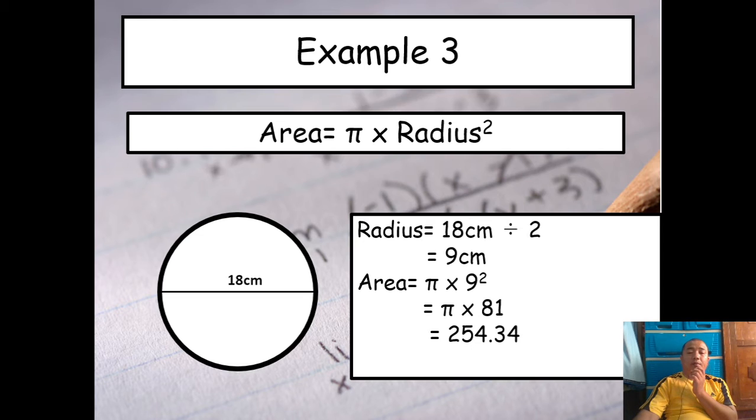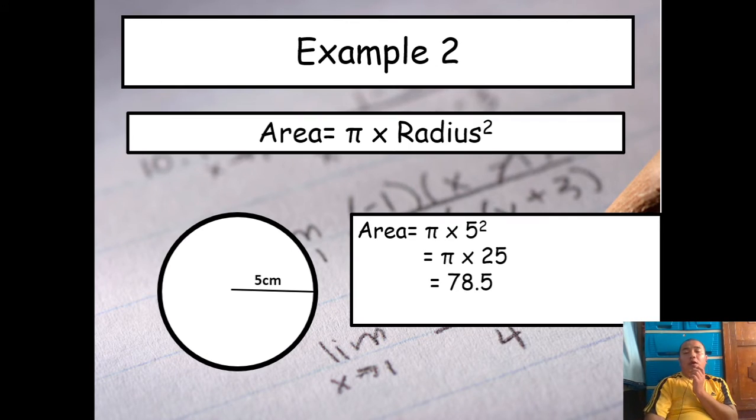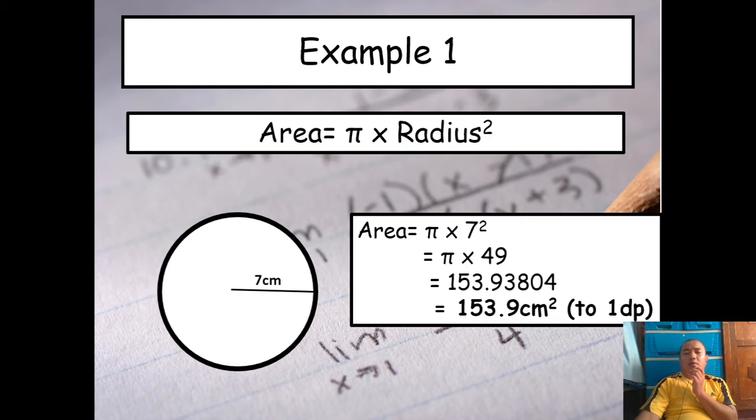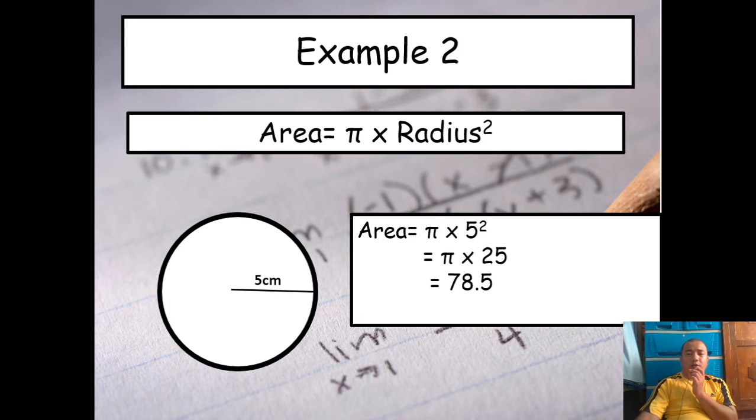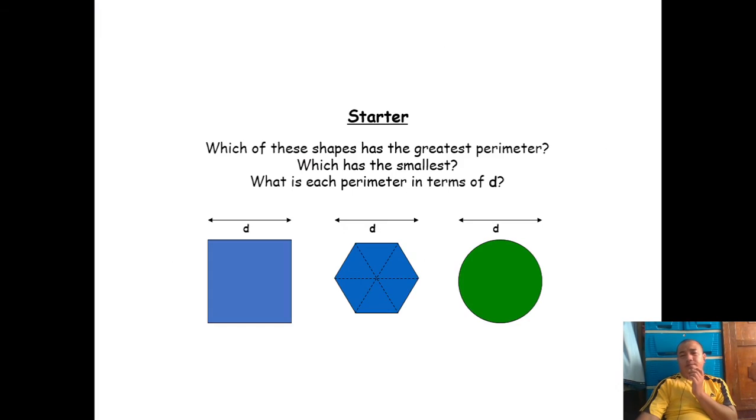So when we say area, the units should be centimeters squared. The same is true with example 2, 78.5 centimeters squared. And the same with example number 1, centimeters squared. Area is really very easy.